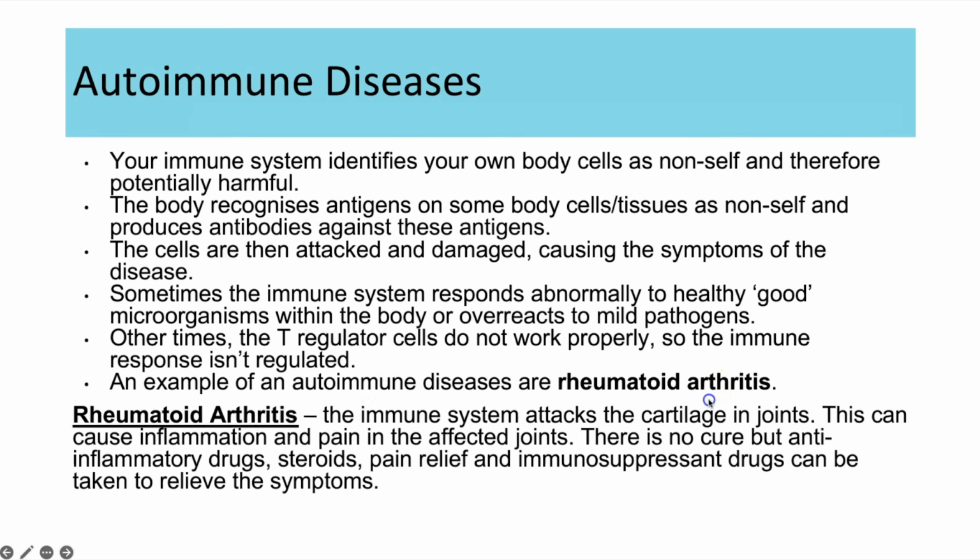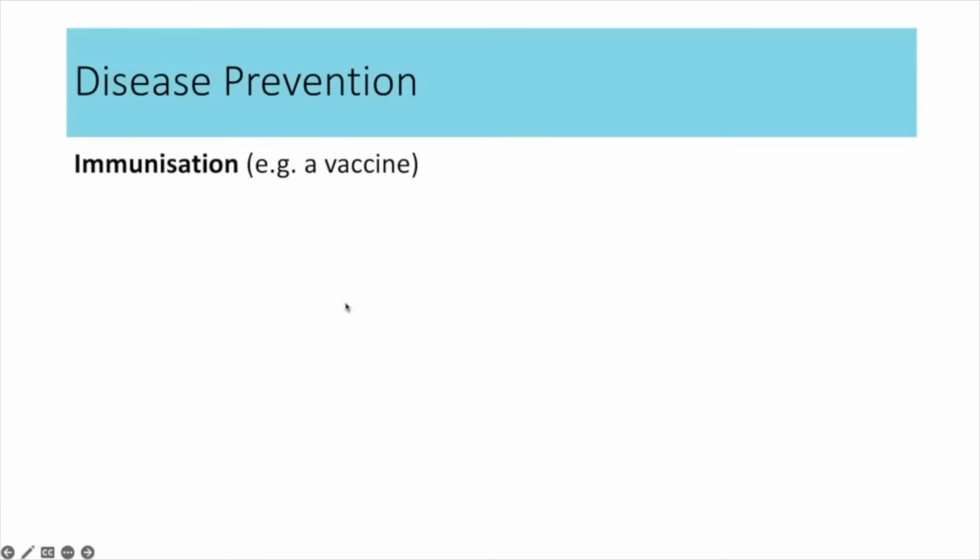An example is rheumatoid arthritis that you need to know about. So in this example, the immune system attacks the cartilage in joints. This can cause inflammation and pain in those affected joints. There isn't a cure, but anti-inflammatory drugs such as steroids and pain relief and immunosuppressant drugs can be taken to relieve the symptoms. So the next thing is looking at disease prevention.